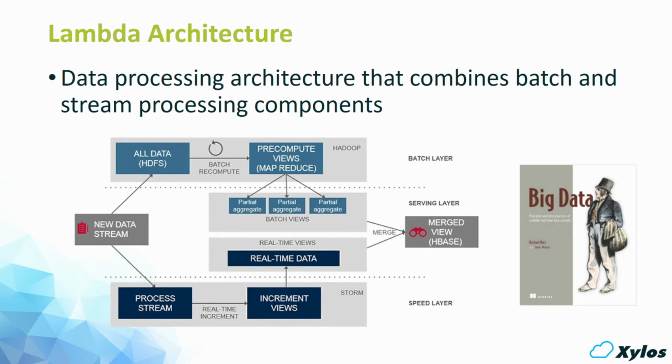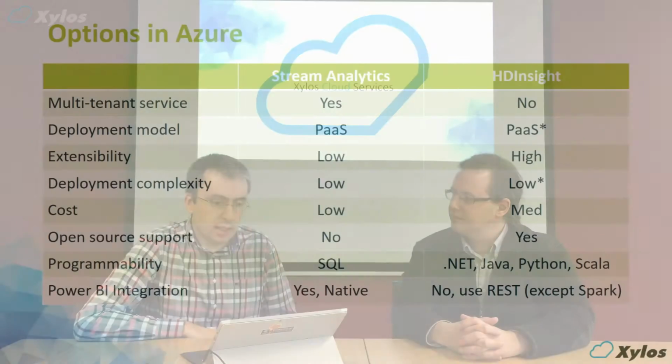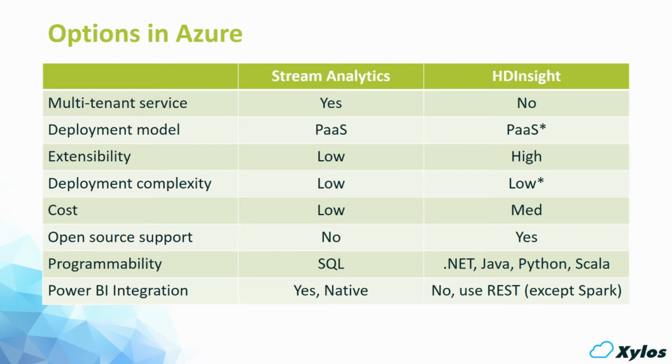The system can be relatively complex. There are many components you can choose to build this architecture. For further information, I can recommend the book Big Data by actually the person who coined the term Lambda Architecture. Now, of course, the question is, how can we do this in Azure? Well, there are, of course, several options within Azure. We divided those into two main choices you can take. The first one is Stream Analytics. It's Microsoft's offering versus the HDInsight offering, which is built on the Apache stack of software.